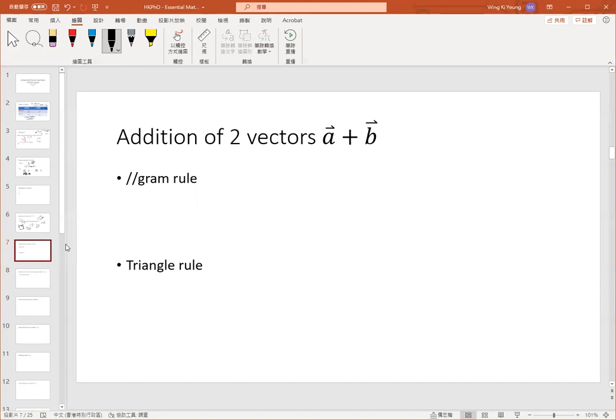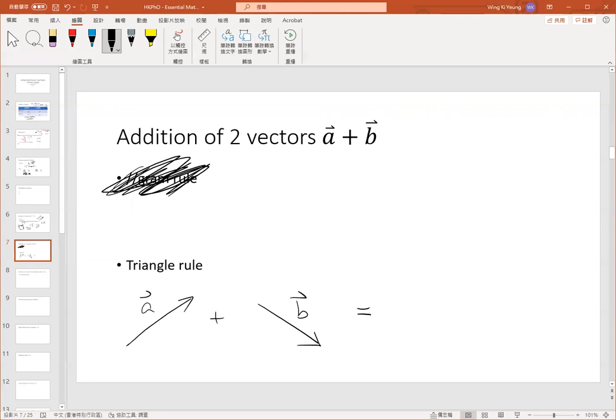Then let's move on to the addition of two vectors. Most likely I will just suggest you use the triangle rule. For the triangle rule, if you want to add these two vectors together, and I highly suggest that when I'm drawing here, you also write on your piece of paper, and then while you are writing, you can understand better.